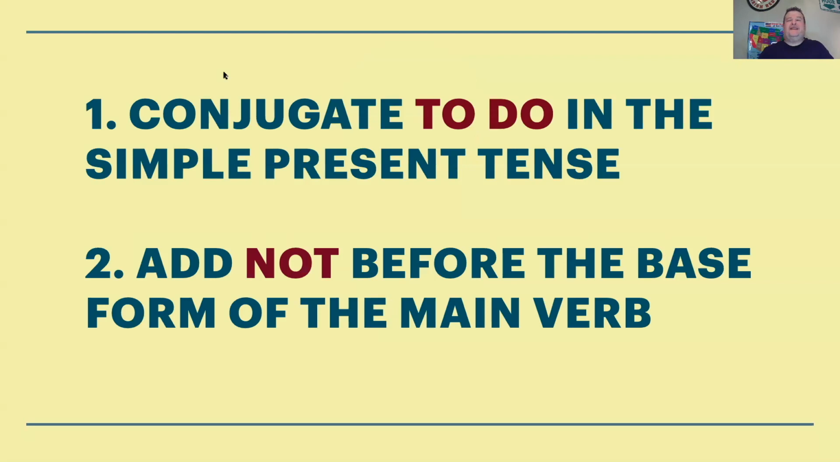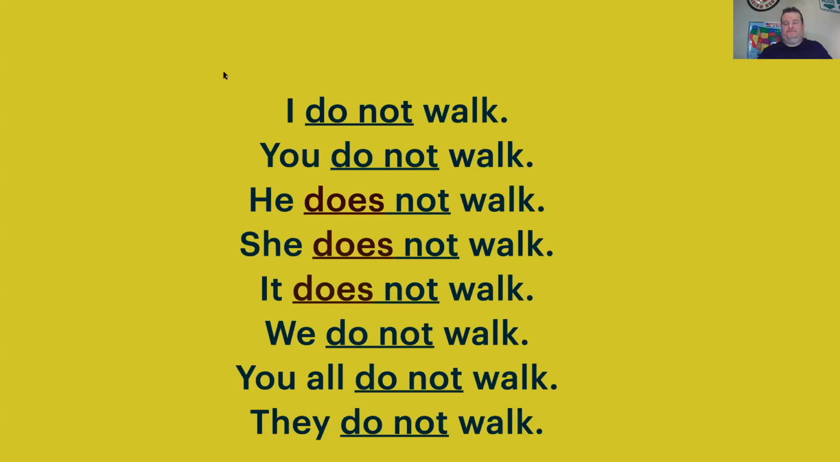Now to form this simple present negative form, you're going to conjugate to do in the simple present tense and then add not before the base form of the verb. And let's see that in action. That's going to look like this. You can see, again, it's going to be the same form everywhere except in that third person singular. Everywhere else, it's going to be do not, and there it's going to be does not. So it's going to follow that same pattern once again, and that'll look like this.